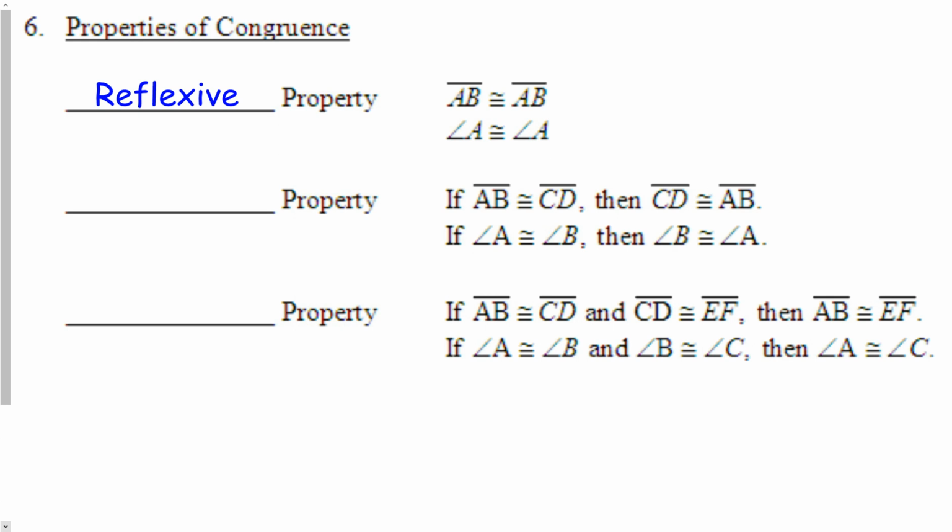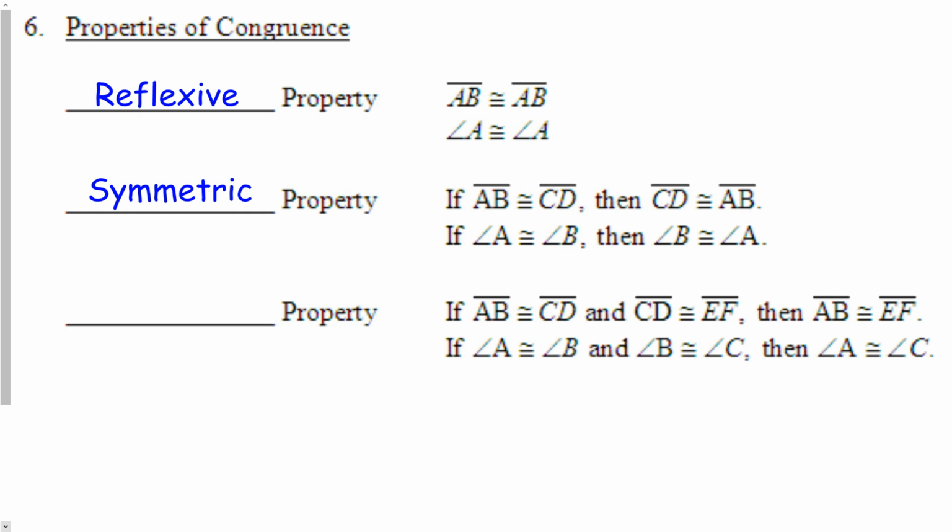So the reflexive property of congruence says that a segment is congruent to itself. Now we're not talking about the measure or the length anymore. We're just talking about the actual object itself. Same thing with angle A being congruent to angle A. Reflexive property of congruence again. The symmetric property, again, is the one that flips the order around.